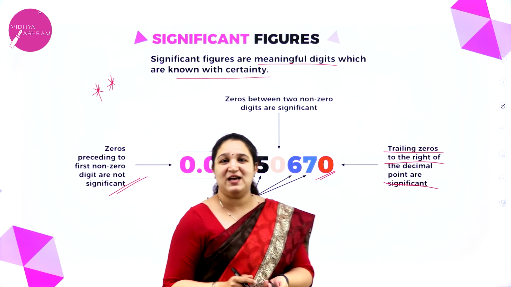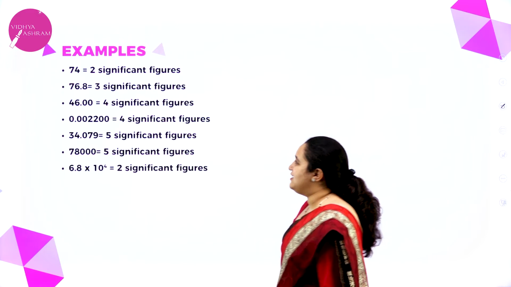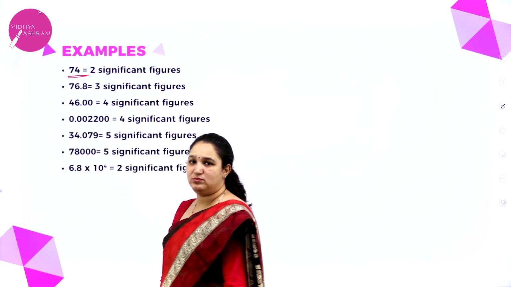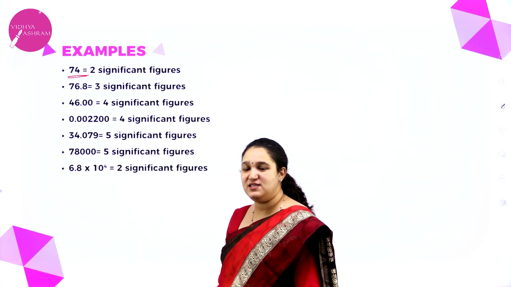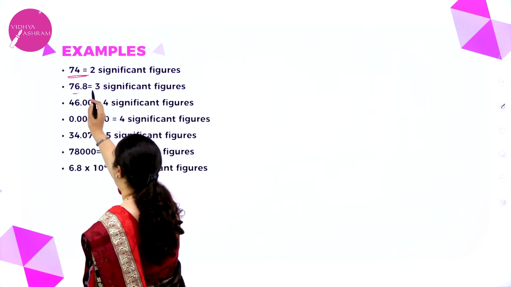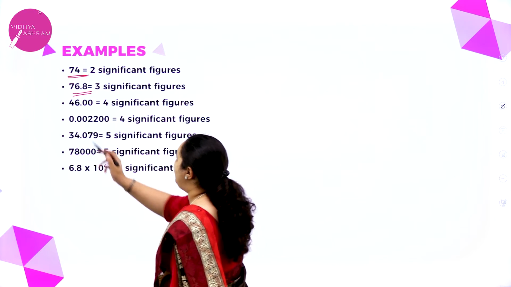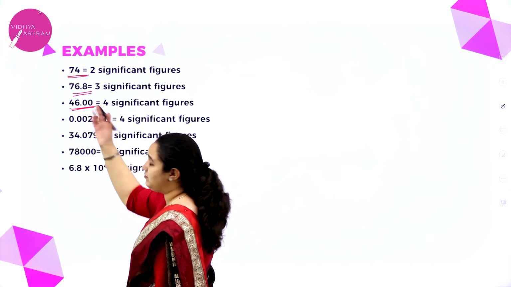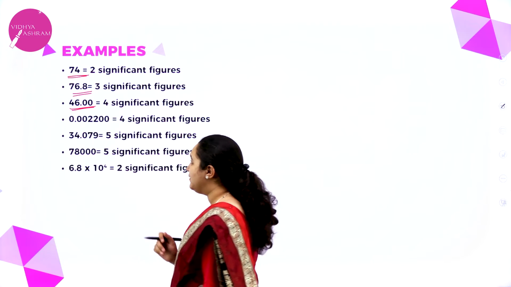So, we will see examples for significant figures. First example is 74. It is a certain value. How many significant figures are there? It is 2 significant figures. Now, 76.8, all 3, there are no zeros at all. So, it is 3 significant figures. 76.00. See, after the decimal point there are zeros after the non-zero digit. So, there are 4 significant figures.